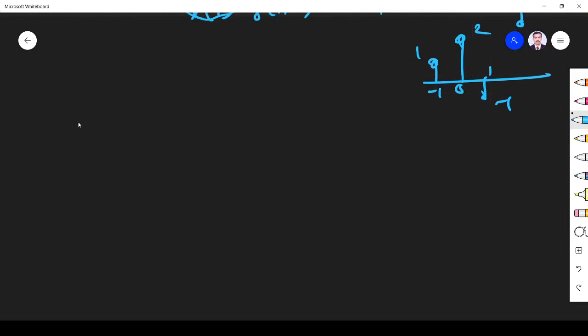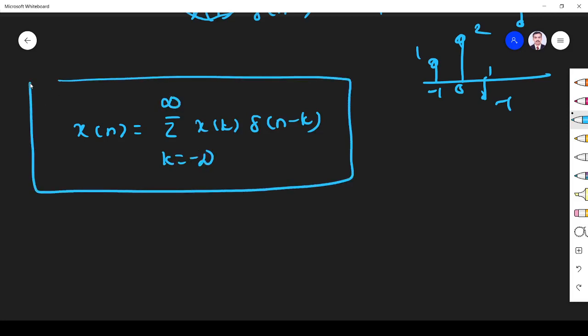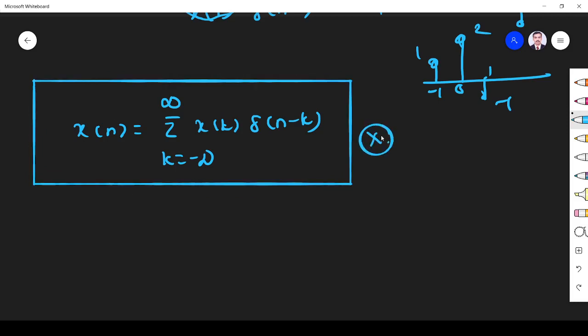So that is what we know. Any signal x of n can be written as sum of weighted impulses x of k del of n minus k, where k varies from minus infinity to plus infinity. This is the first thing you have to know. This is the most important concept. Okay, now we know what is our output.